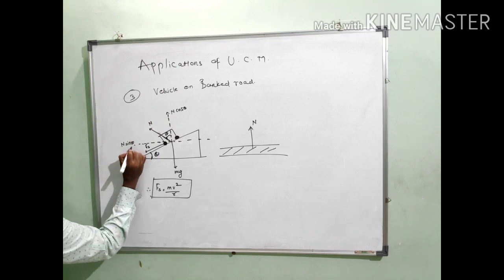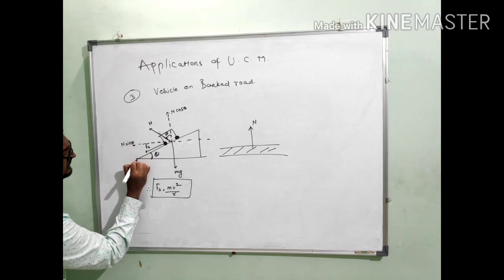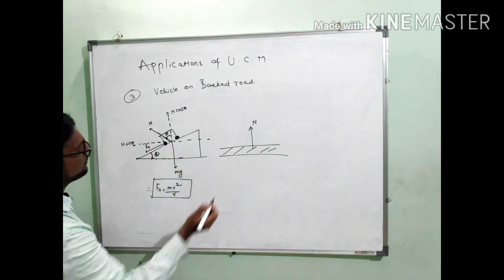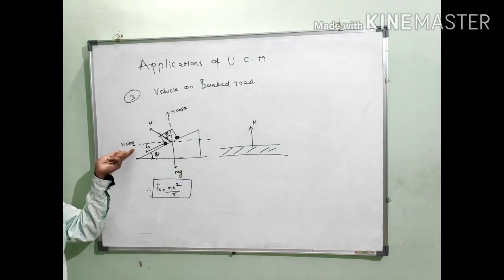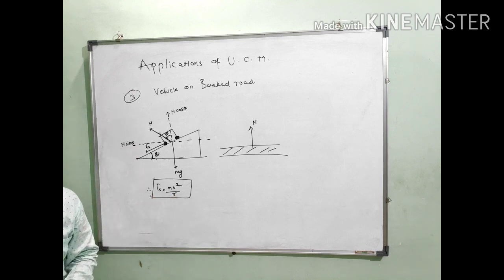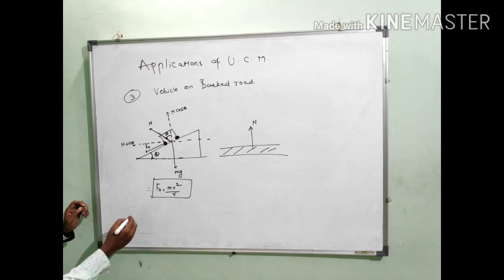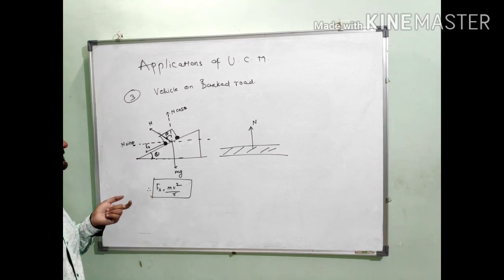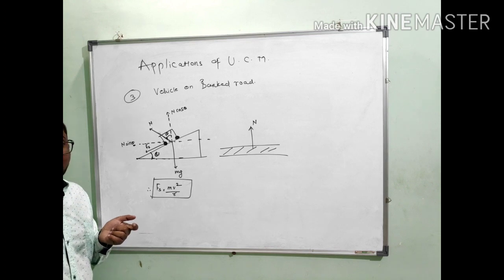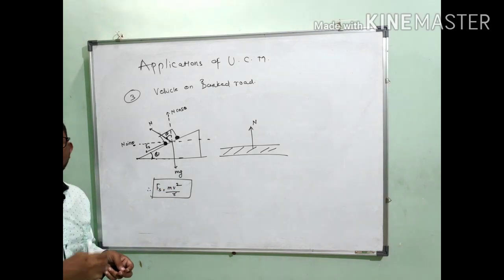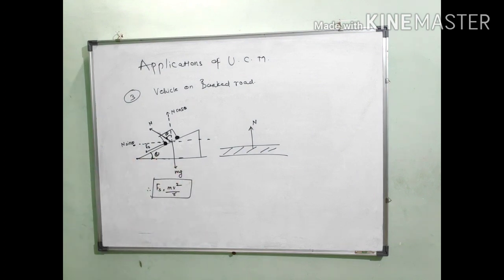So here is my center. This line is parallel to this horizontal. So here N sin theta is giving me the mv square upon r, that is the centripetal force. N sin theta is giving me the centripetal force over here, which is helping the car to take the turn.